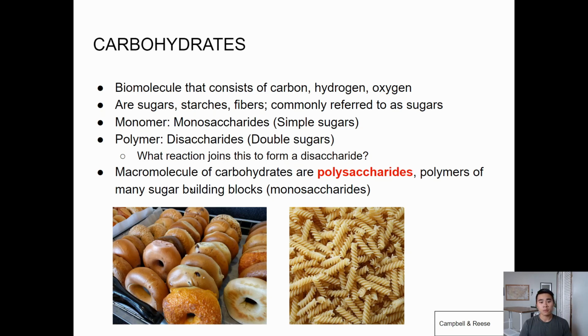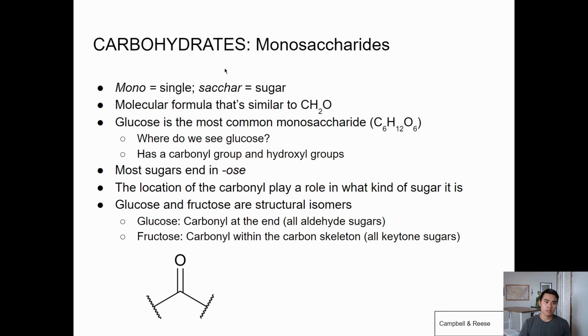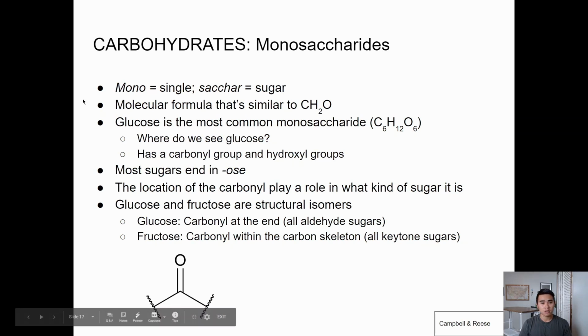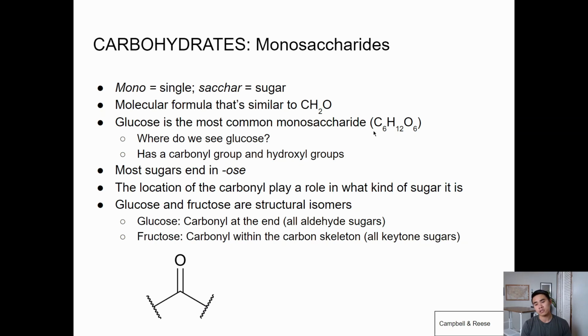So the macromolecule of carbohydrates is a polysaccharide. Polymers have many sugar building blocks. This slide continues to break down what I just stated. Mono means single, saccharide means sugar. The molecular formula is very similar to CH2O, so carbons, hydrogens, oxygens. If you see a lot of carbon, hydrogens, and oxygens together, you can deduce that it would be a carb.